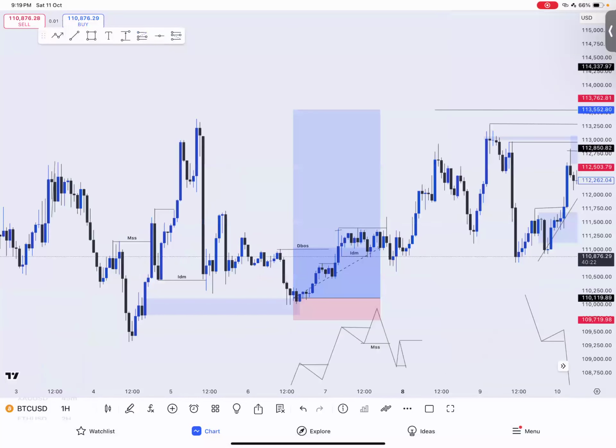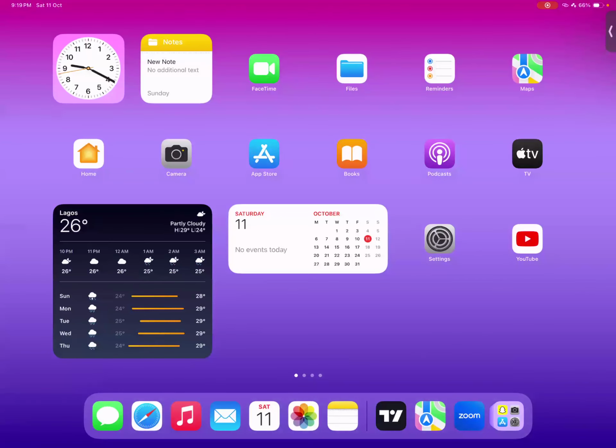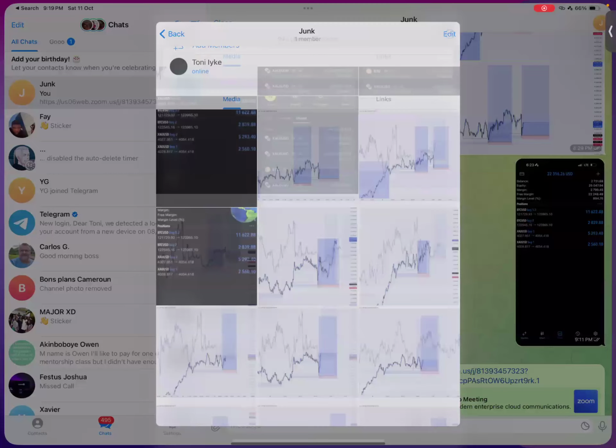And that was exactly what price did. It tapped to the other block and then started buying. Just so you guys know I'm taking all these trades, I will go to my Telegram where I keep my private trades and I will show you the trade.